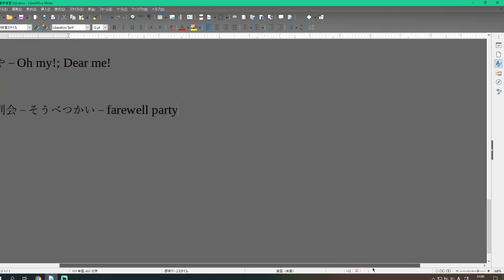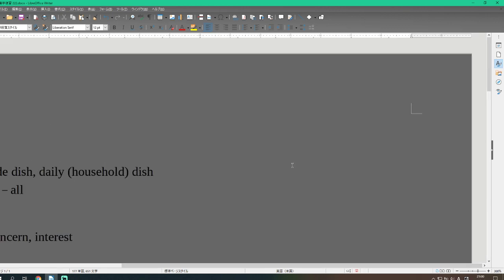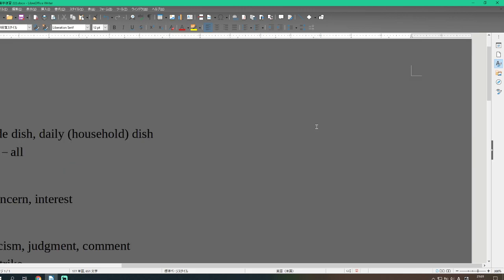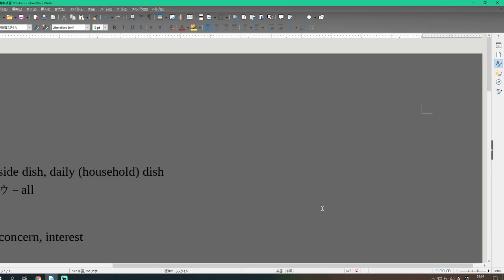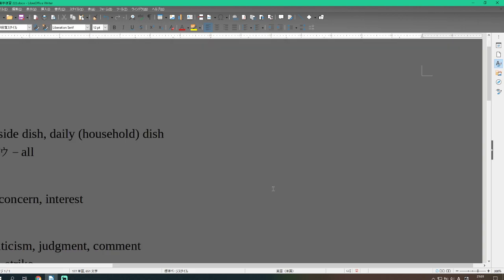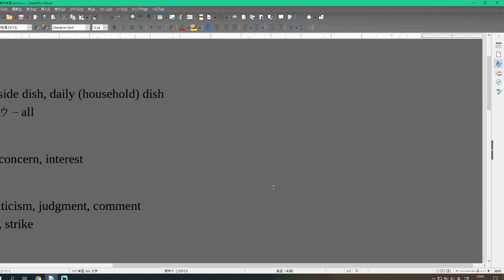Sobetsukai. Let's go back to the top, make sure you got all these memorized for now. Our first word of the day was a side dish or a daily dish, sozai. Sozai, with so for everything or all things, and zai for vegetable side dishes. Sozai. Concern or an interest is kanshin, a connection to the heart and mind. That's right, kanshin. Kanshin, concern or interest.